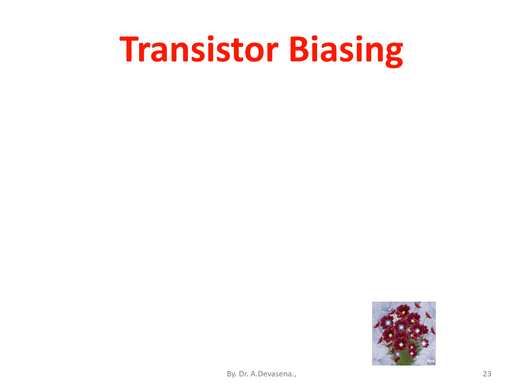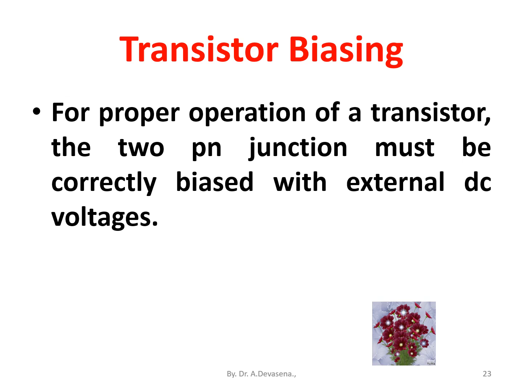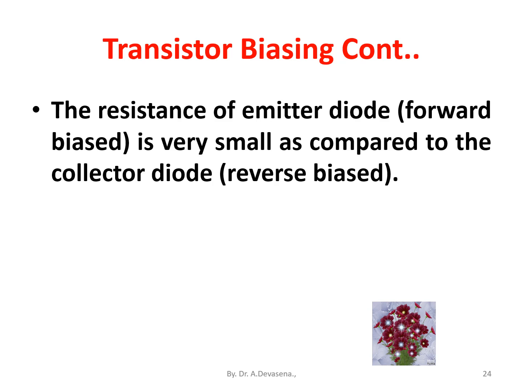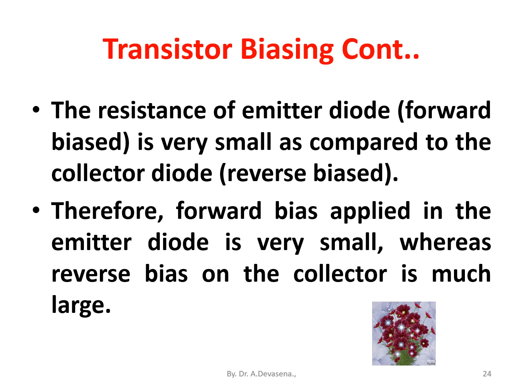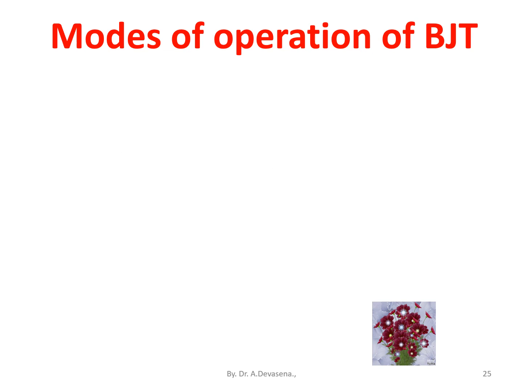Transistor biasing. For proper operation of a transistor, the two p-n junctions must be correctly biased with external DC voltages. The resistance of the emitter diode, which is forward biased, is very small as compared to the collector diode, which is reverse biased. Therefore, the forward bias applied to the emitter diode is very small, whereas the reverse bias on the collector is much larger.